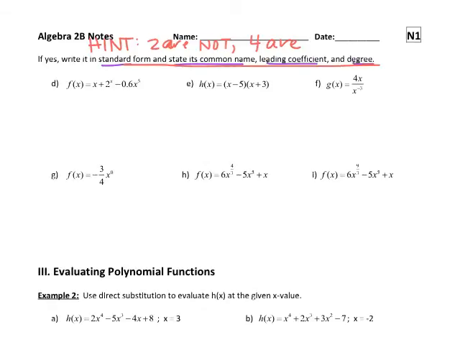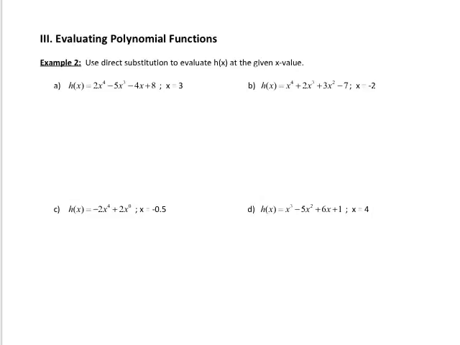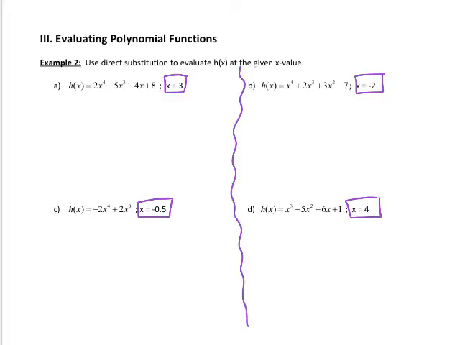All right, let's go ahead down here to part 3, example 2. It says use direct substitution to evaluate h of x at the given x value. So each time in each of these problems, we are given what x should be replaced with, and so we are going to substitute in the number that they give us. What I was planning to do is do the problems A and C, and then I'd like you to do the B and D problems on your own. And these are pretty simple to do. You might want to have a calculator with you.